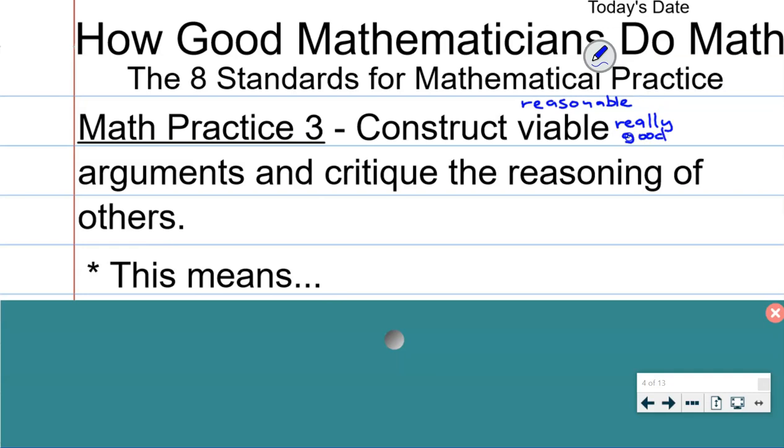Some words that my earlier class came up with that I really like: persuasive. I really like that one. Has to be persuasive. It also has to be accurate. Accurate or correct?